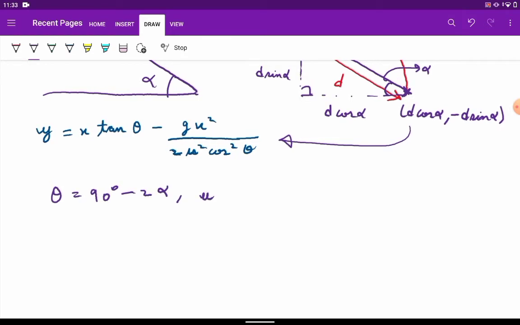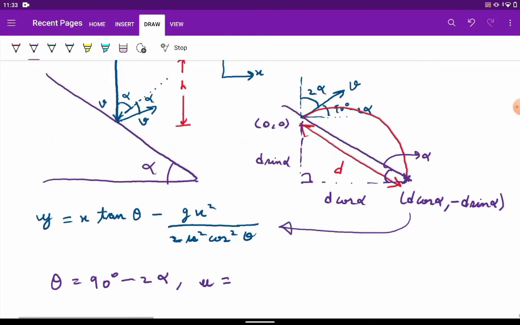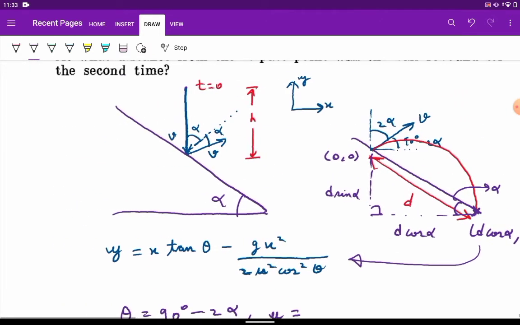and u is equal to the velocity, this v. And what is v? So we consider only the motion before the collision.